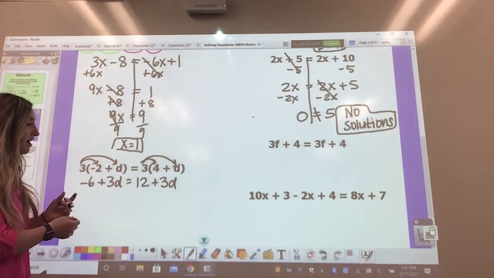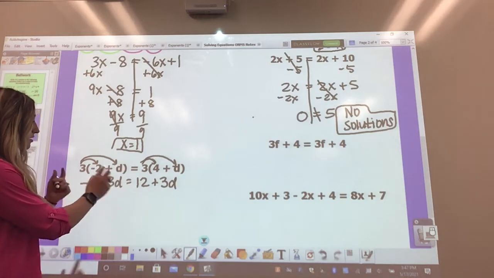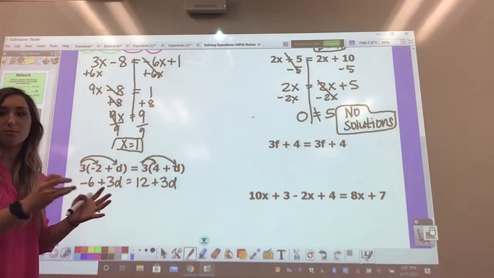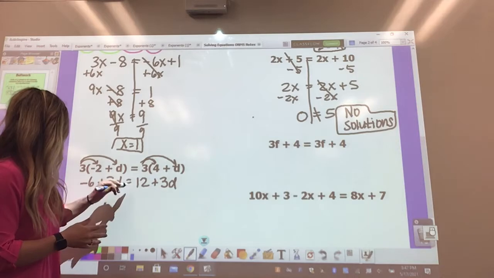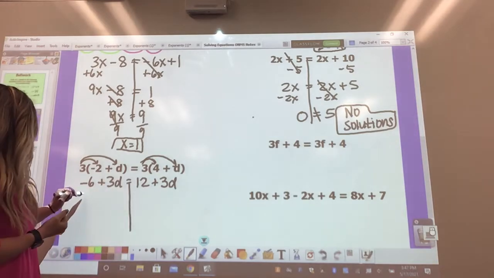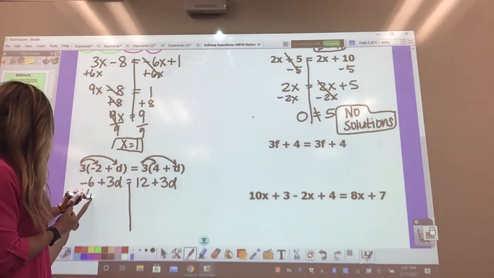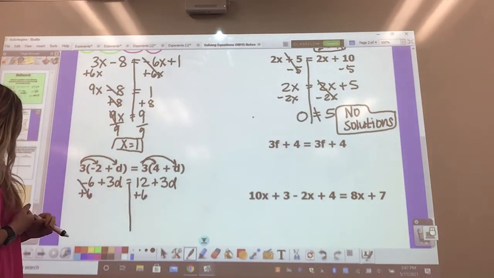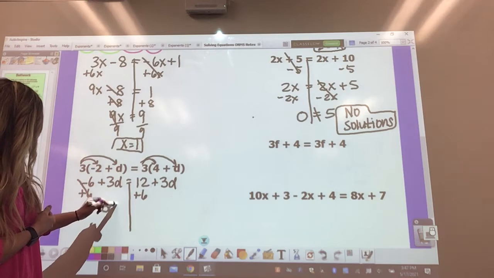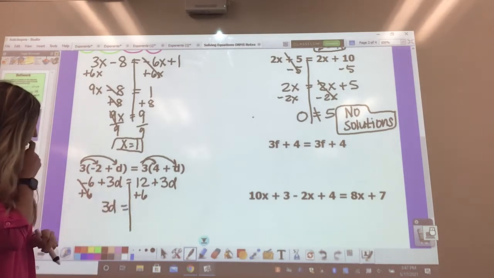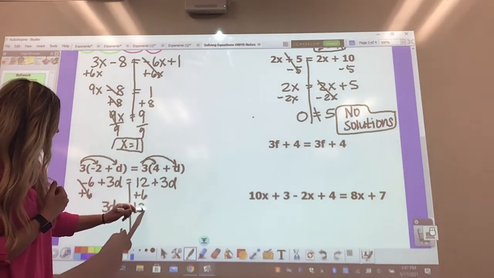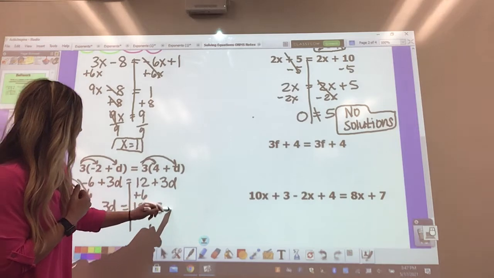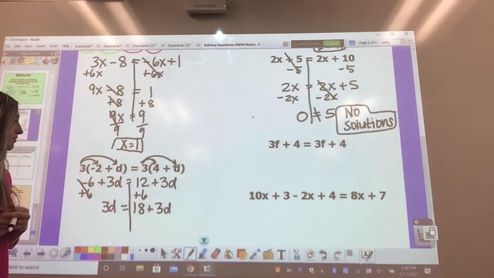So once again, I have variables and numbers on both sides of the equation, so I want to put them all together. I'll start by getting rid of this negative 6 by putting a positive 6 on both sides. That leaves me with 3d on the left equal to 12 plus 6, which is 18, and then I still have the 3d on this side as well.